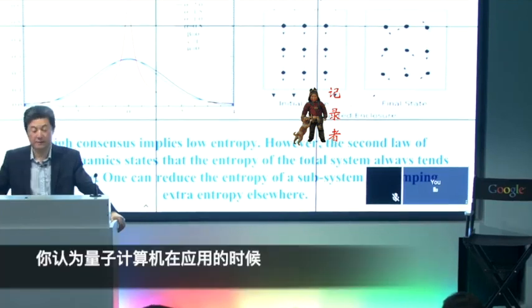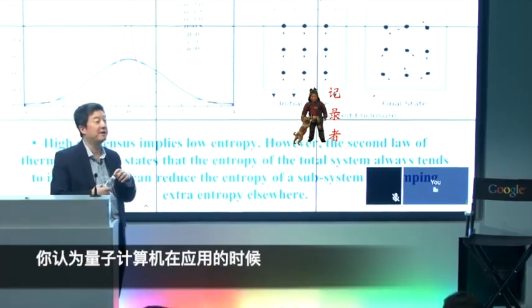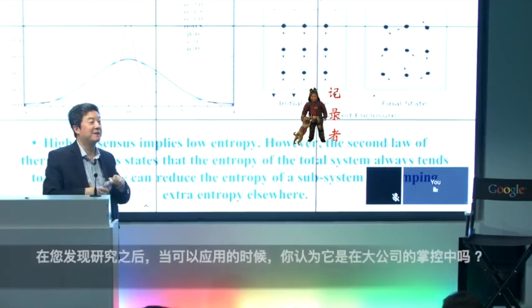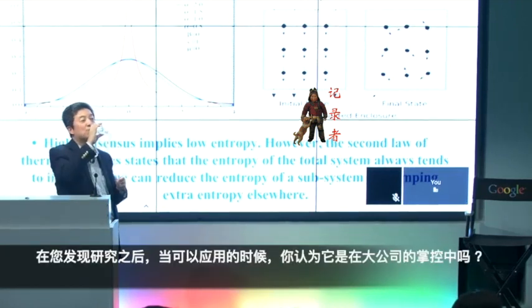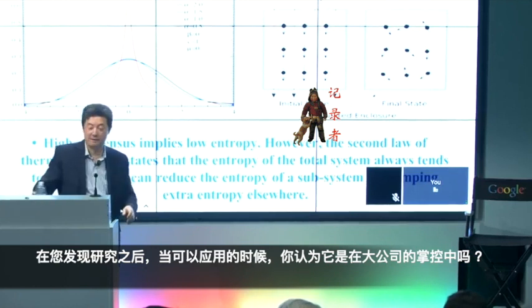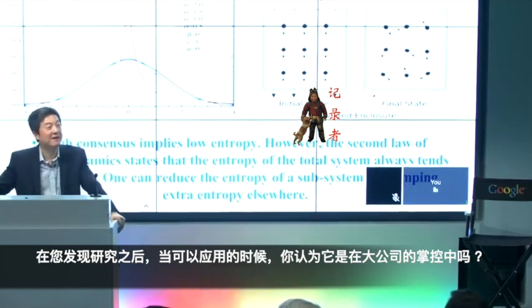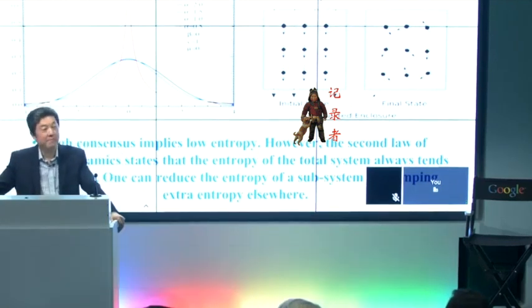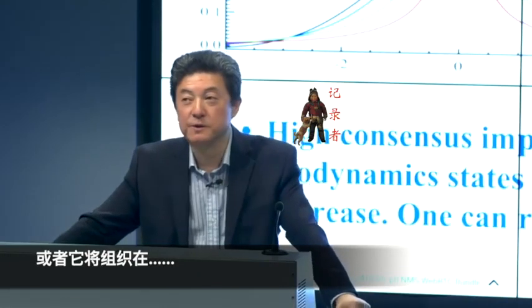My question is, when do you think quantum computing will be in application, after your findings and research? And when it is in application, do you think it's going to be in the hands of only certain big companies, or will it scale into having quantum research?